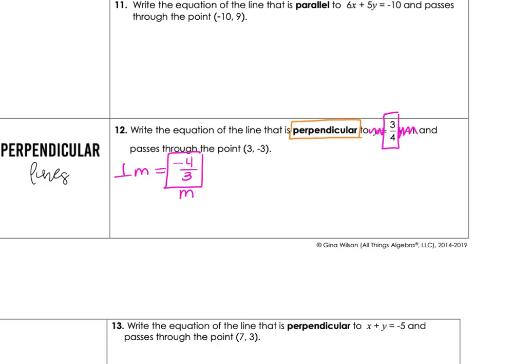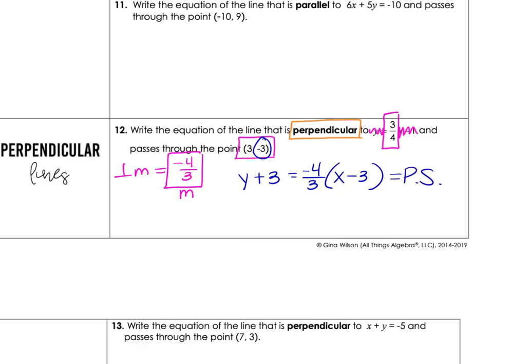So now you're using this as your slope, and this as your point, and when you have a point and a slope, it makes the most sense to put it into point slope form, okay? So we're gonna plug that in. Y minus a negative 3, so y plus 3 equals negative 4/3 times x minus your x value. Again, this is point slope form.